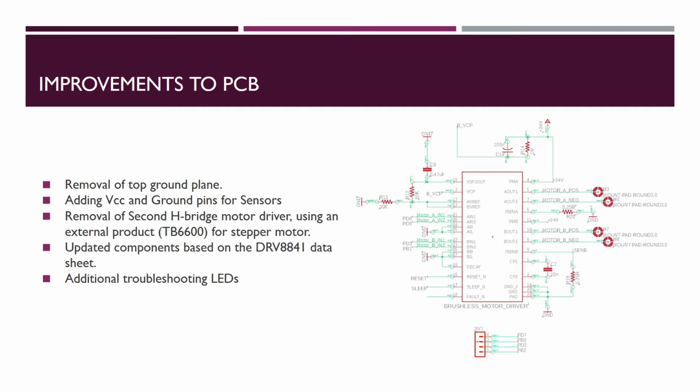Another major improvement to the PCB was the removal of our second H-bridge driver that controlled the step motor. The step motors that we're using require high currents and were pulling that high current from a large voltage source. This caused additional stress to our design, and after testing several alternatives on the mechanical engineering team's cars, we ultimately decided to have the step motor controlled by a separate commercial off-the-shelf product, the TB6600, due to reliability concerns.